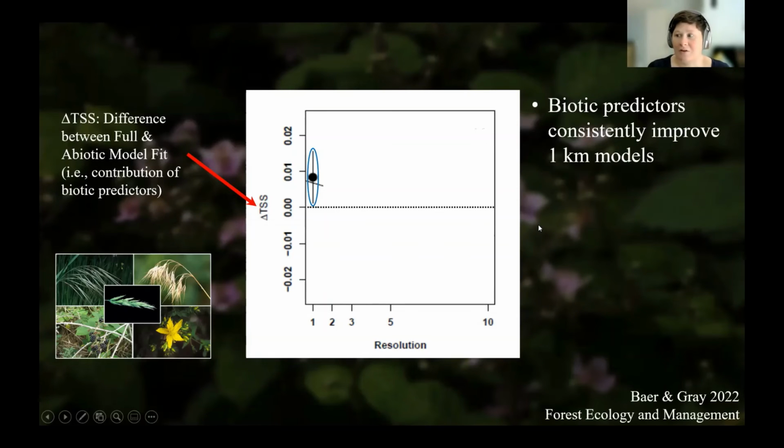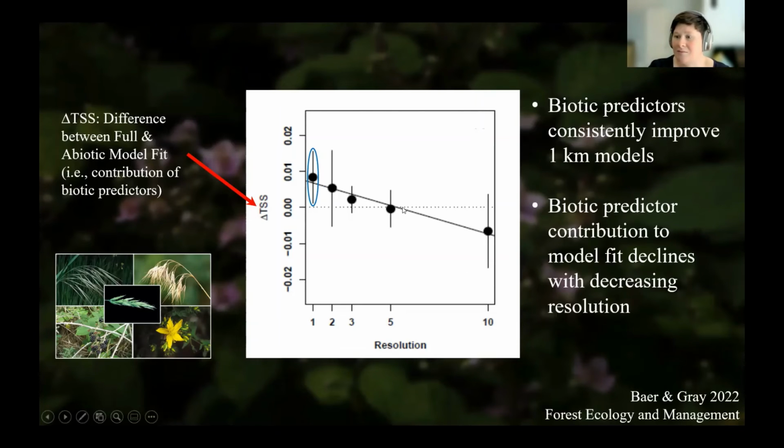So the first result that I wanted to highlight is the fact that at 1 kilometer pixel size, these biotic predictors actually did consistently improve model fit. This was consistent across every species. There was some variability in the degree to which they improved it, but we can say that yes, at a relatively fine pixel scale, when we're talking about a regional model, including these biotic predictors does improve the model.